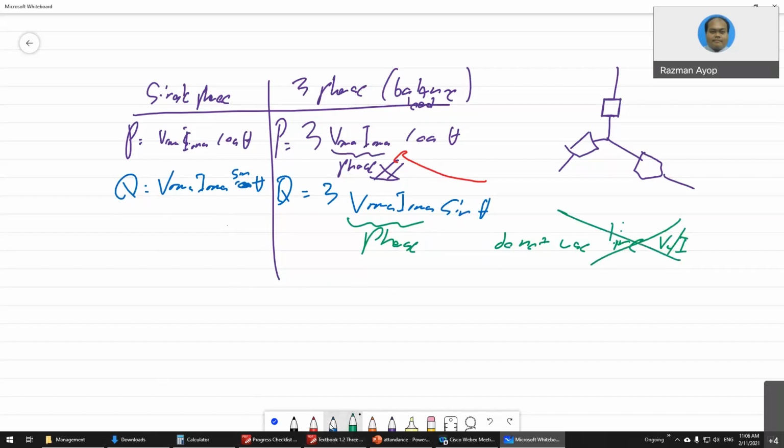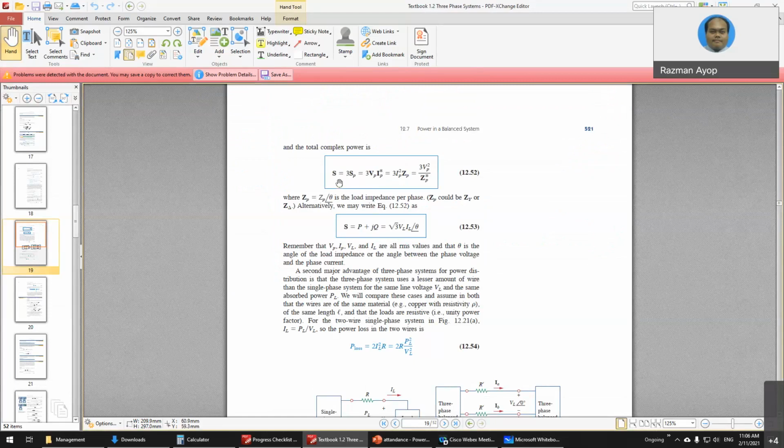How about S? Also the same, the formula is all the same except you need to put 3. You can see here, this is the formula. S is equal to 3 S_P, equal to 3 V_P, I_P. Also for the complex equation, you also need to put 3. And you should be careful. If you calculate P, if P already multiplied by 3, you cannot multiply 3 again.